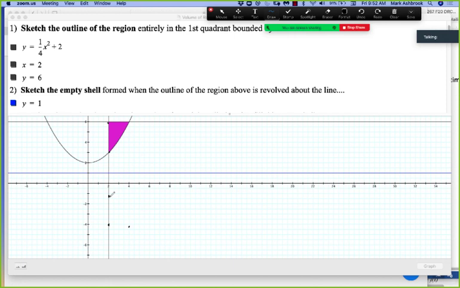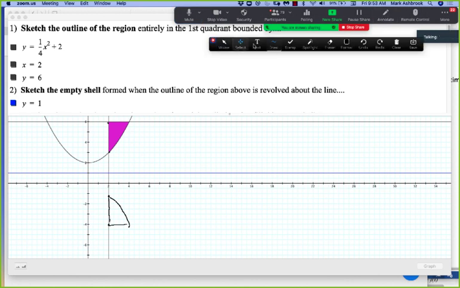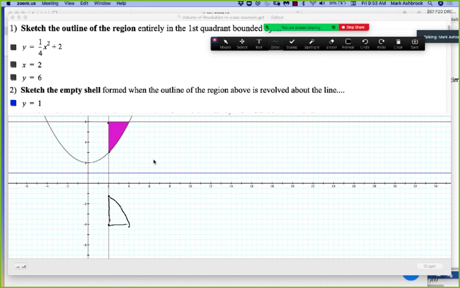And so then it's going to look something like this at the halfway point. Rotating around y equals 1. So then what will we get? So imagine this outline of our region rotating around y equals 1 to form this empty shell. What will that look like when it's all said and done? What kind of thing can you imagine what that will be?